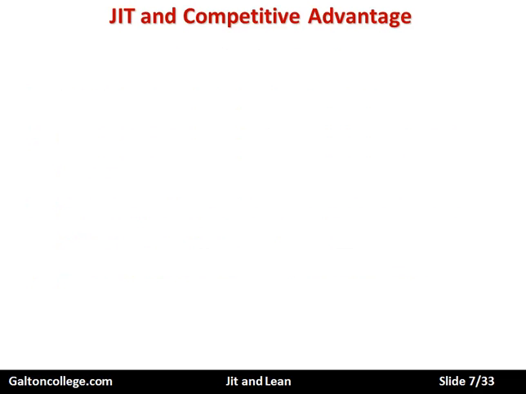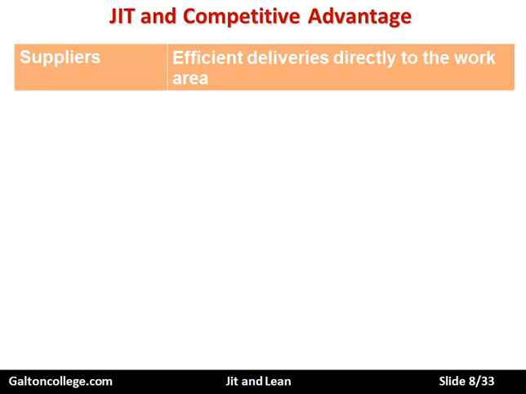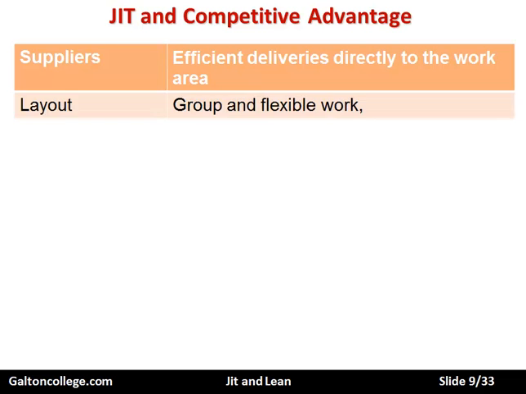Now, JIT and competitive advantage. Well, suppliers, efficient deliveries direct to the work area. So the suppliers deliver, let's say, the raw materials directly to the work area. They don't deliver them to some store and the store then has to move them again to the work area. They're not delivered to one place and then moved to another place. They're delivered directly to the work area, ready to be used immediately. So they're not handled several times.